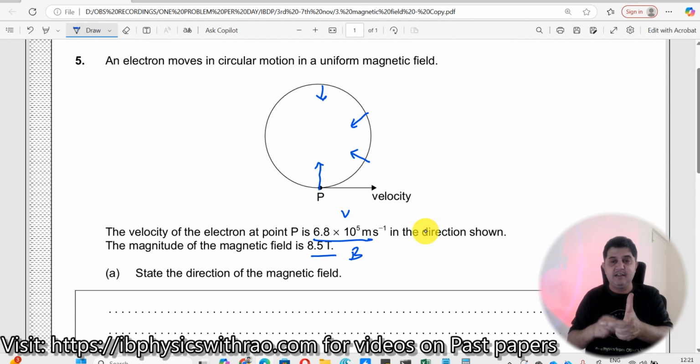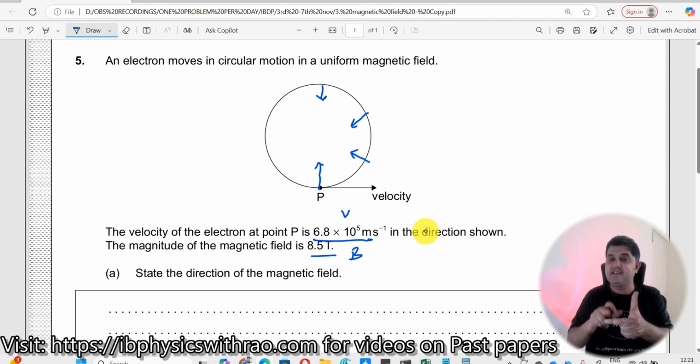What does it tell you? That if the charge was positive, the force is in this direction. The force is correct, and the velocity direction is also correct. If it was positive, the magnetic field would be directed inwards. The magnetic field was directed inwards.